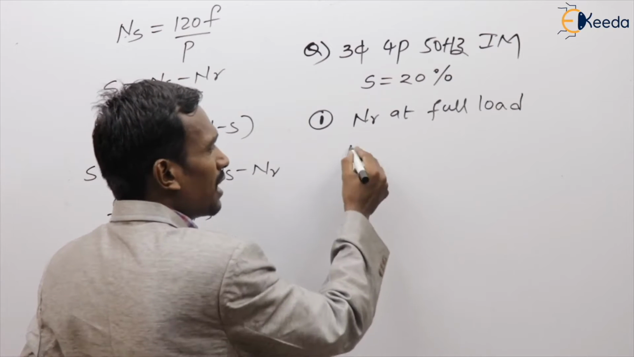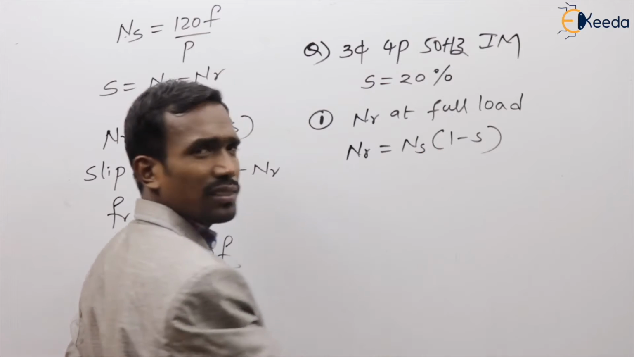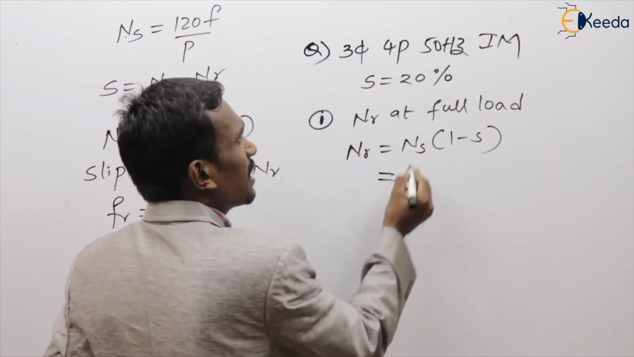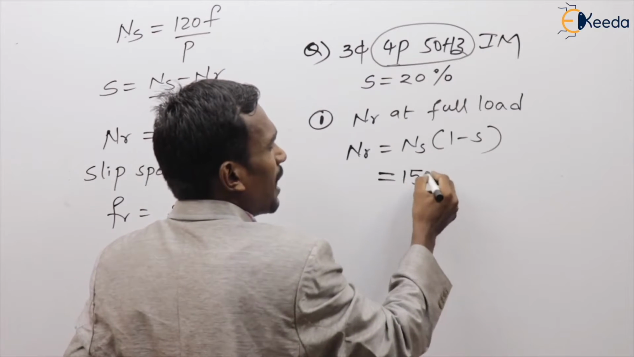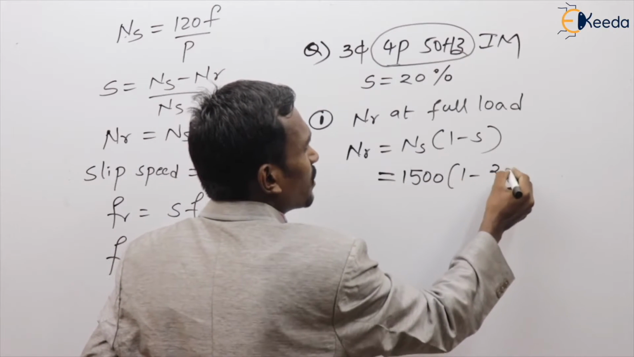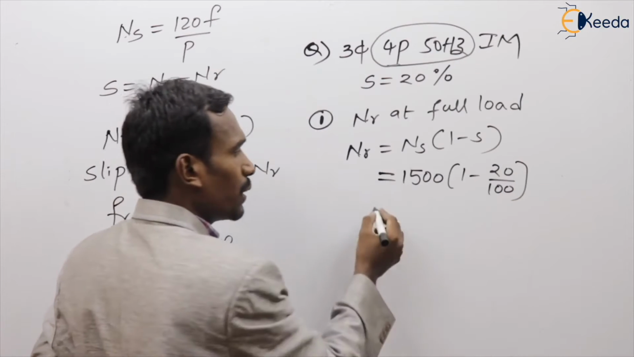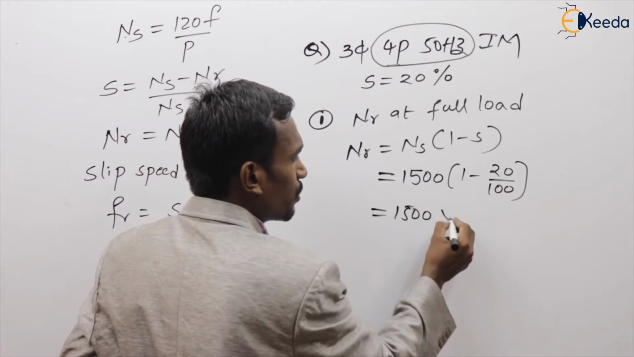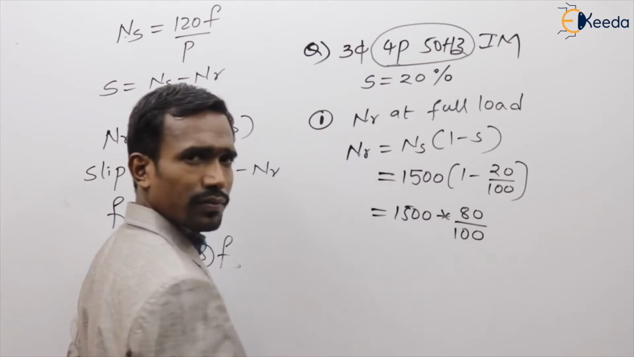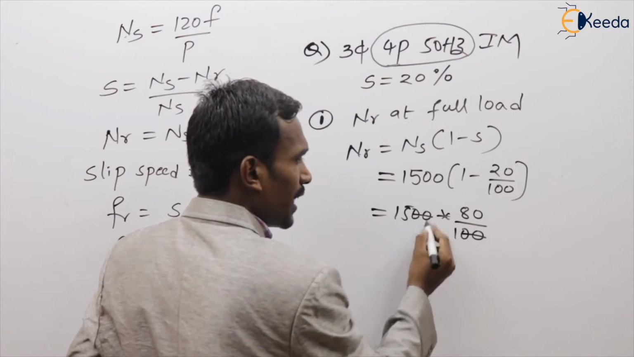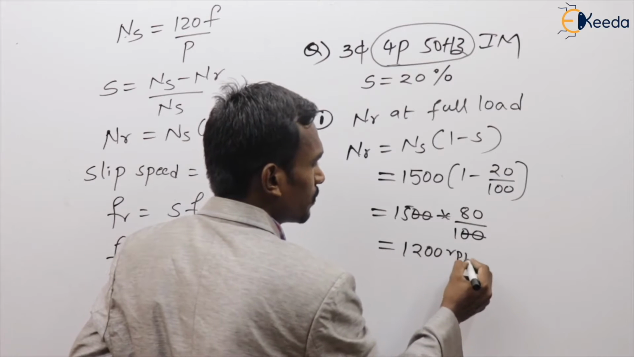Actually, we have a formula: NR is equal to NS into (1 minus S). What is NS? For 4-pole, 50 Hz, it is 1500 RPM, into (1 minus 20%). So what is the answer? 1500 into 80 by 100. The answer is 1200 RPM.